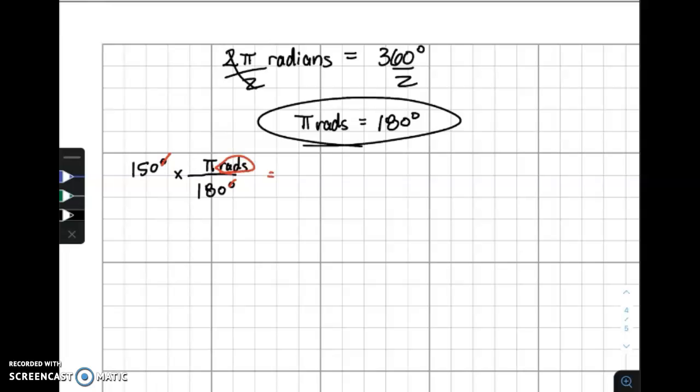Then you just reduce. So 150 and 180, we can take out 30 from each of those, or we can divide the top and bottom by 30. That's going to give me 5 and a pi on top, and that's going to leave me with a 6 on the bottom. So 150 degrees is equivalent to 5 pi over 6 radians.